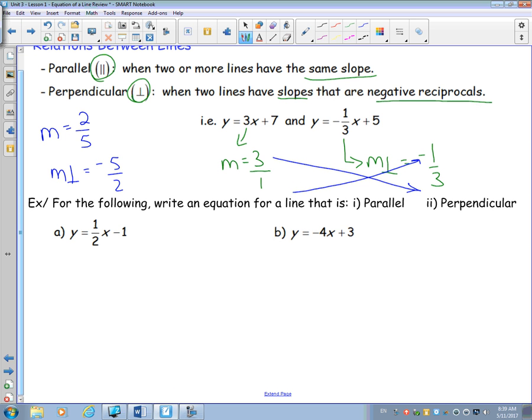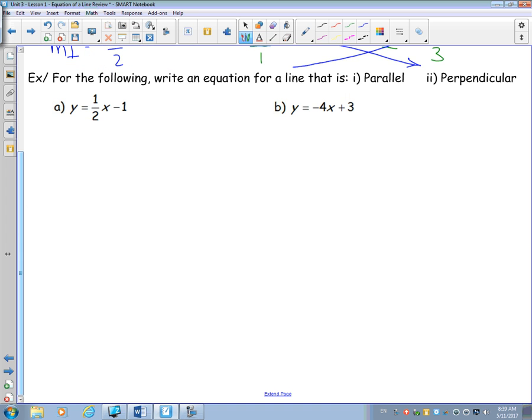Let's look at the next example here. For the following, write an equation for a line that is parallel, or perpendicular. So, if it's parallel, that means it has to have the same slope. So I need to identify my slope, which is 1/2. I need to make a line that has the same slope, but a different y-intercept. This part has to be different. So I'll pick a different number. Oops. Make sure you have an x in there.